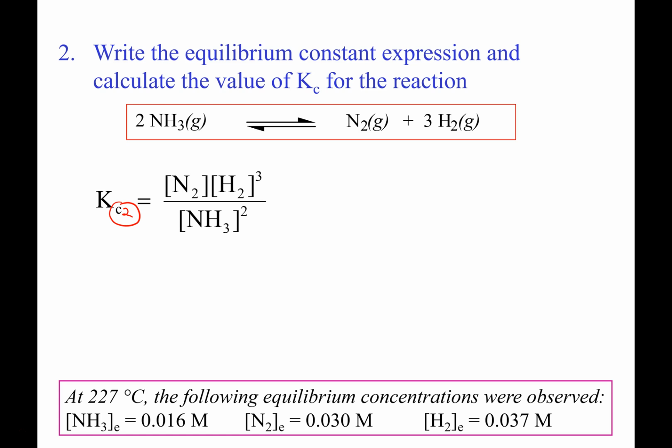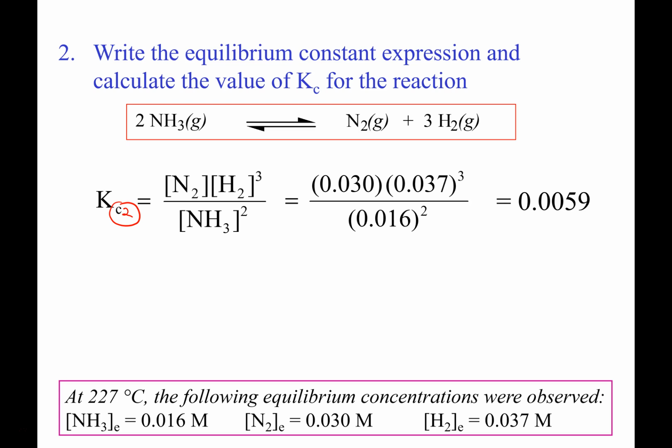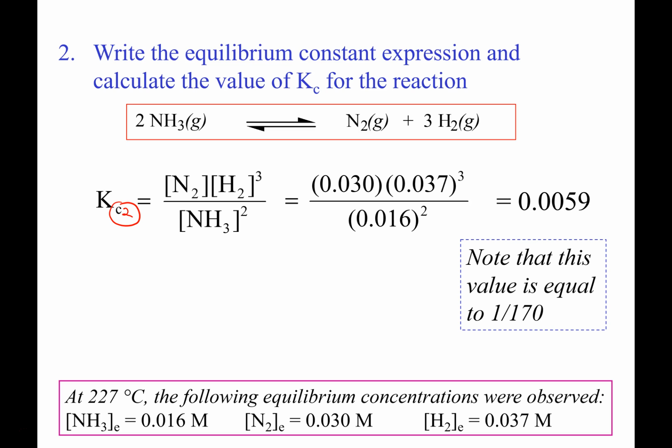We substitute in the quantities that we have at the bottom here, and that ends up with 0.030 times 0.037 raised to the third power in the numerator. In the denominator, there's only one term, 0.016 squared. Round it to 2 sig figs. I end up with 0.0059. Which, if you check it out, these are the reciprocal of each other.